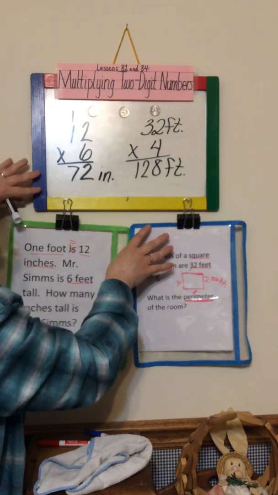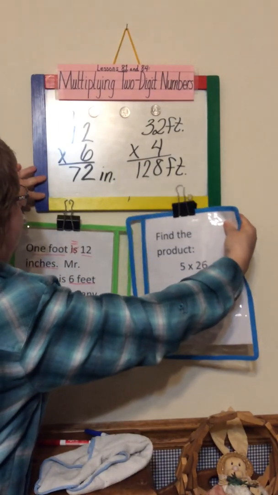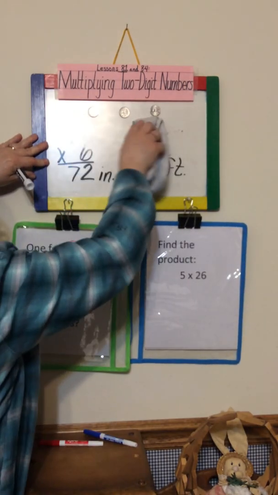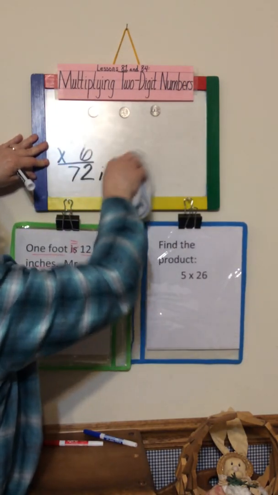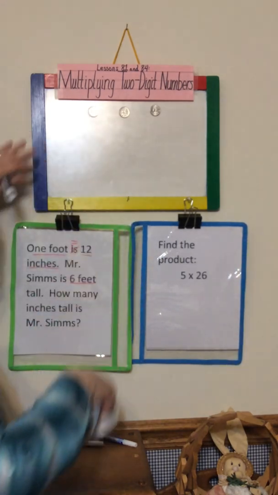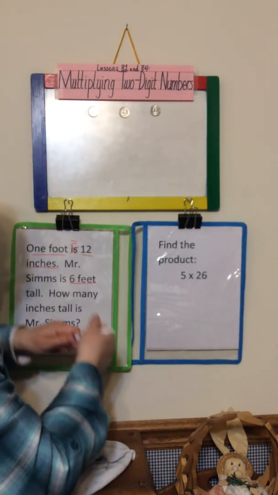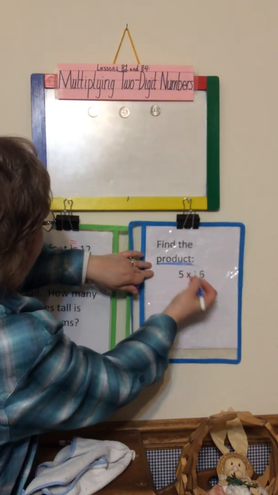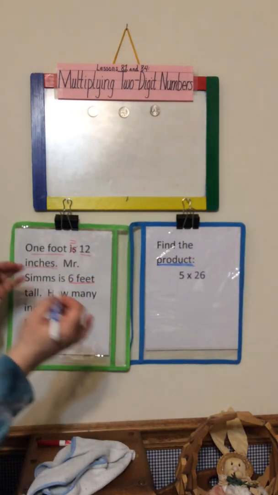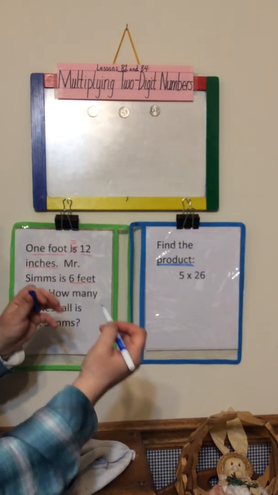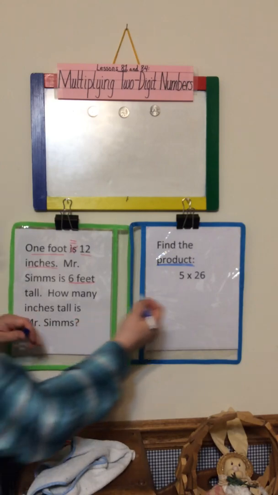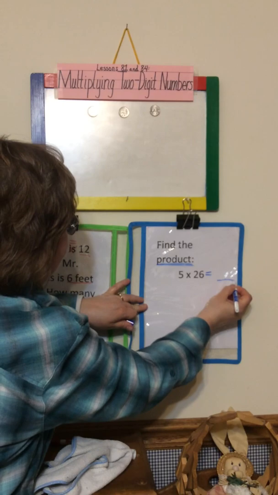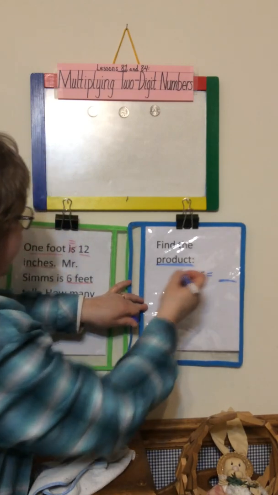Finally, we have one more problem. This one is actually pretty simple, but it is reviewing a vocabulary word of multiplication. And the vocabulary word that we're going to review today is the word product. And the product just means the answer to a multiplication problem. What does 5 times 26 equal?